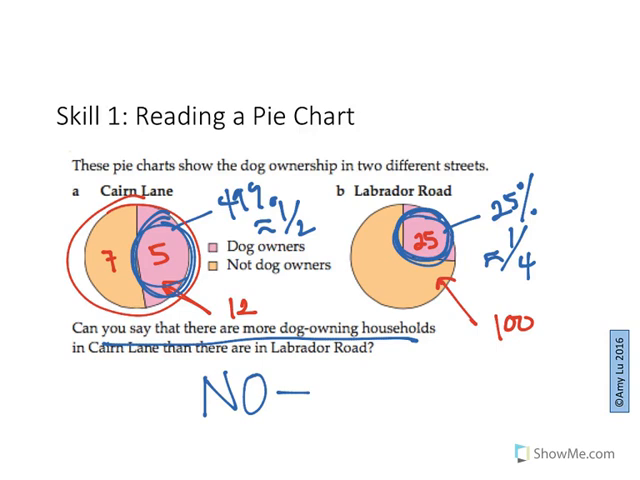So the thing about pie charts is that when we read them, we have to be really careful that we understand the numbers, if there are numbers, because sometimes it can be very misleading. And that's it.